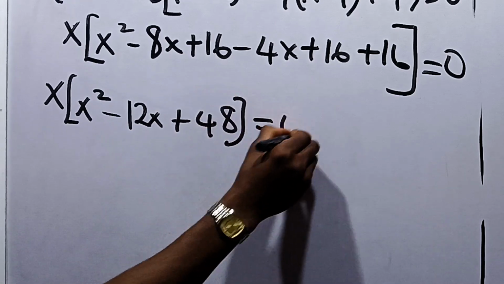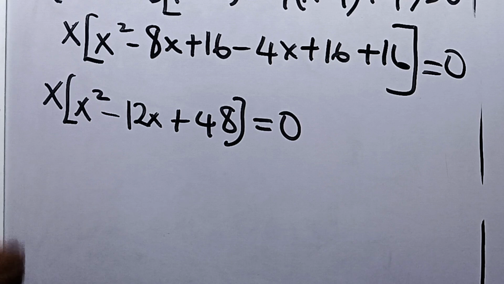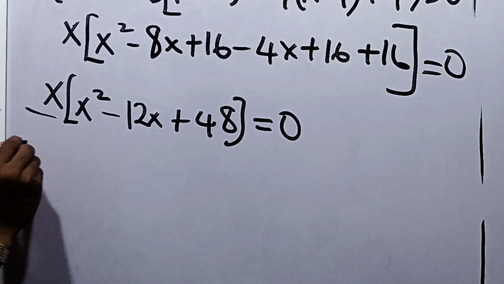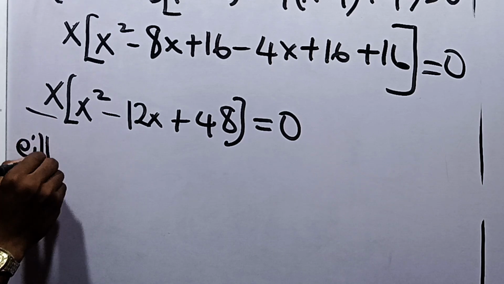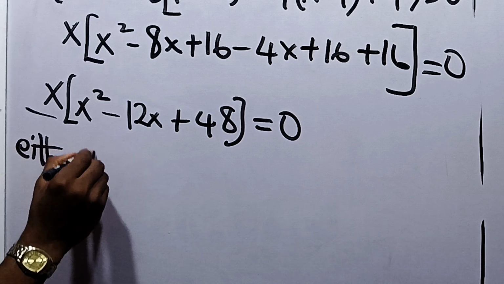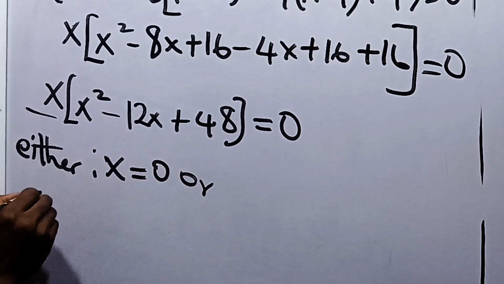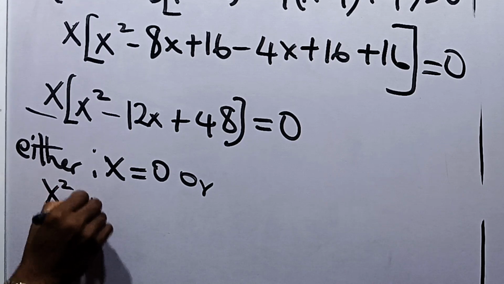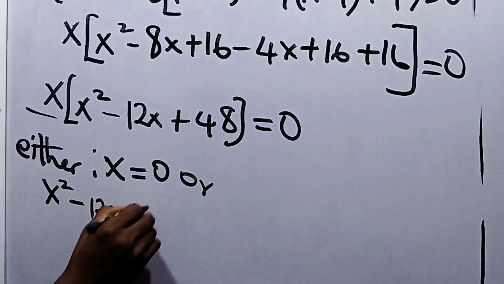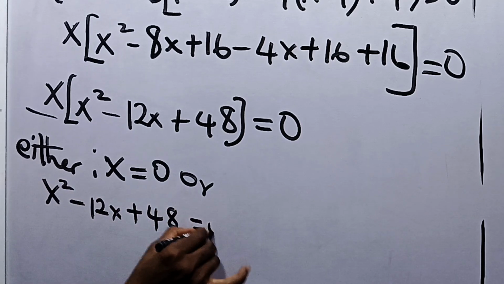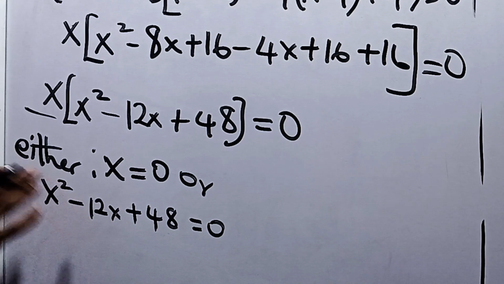It's equal to 0. Now the product of two things again is equal to 0. So it's either that x is equal to 0 or x squared minus 12x plus 48 is equal to 0. Now this can only be solved using the quadratic formula.